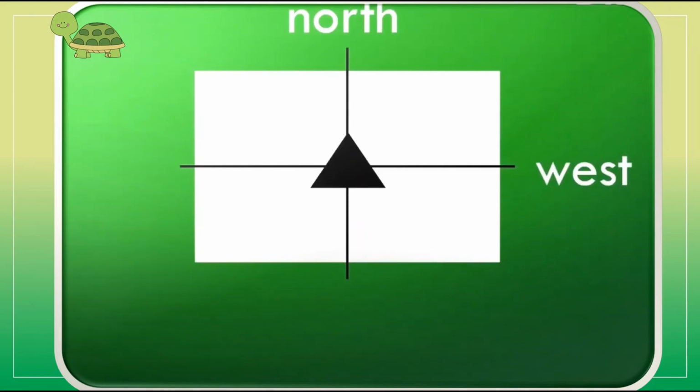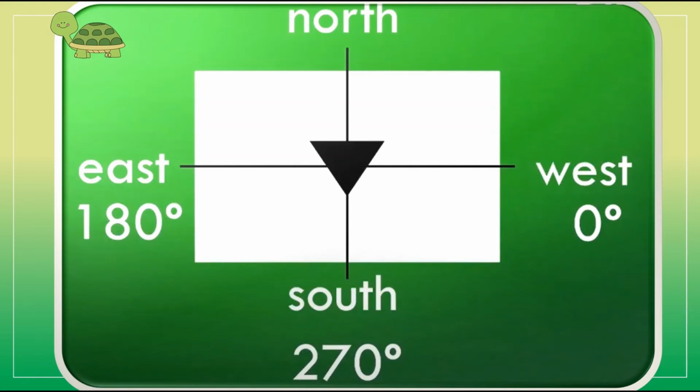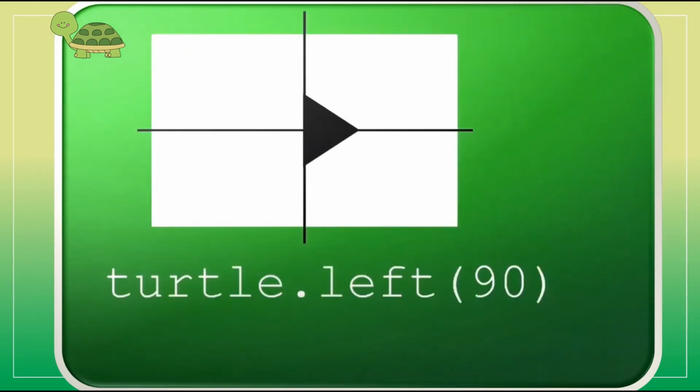Another way to tell the turtle which way to turn is by words. So right is west, north, east and south. In degrees it's 0, 90, 180 and 270 degrees respectively. Now you know how to turn the turtle.